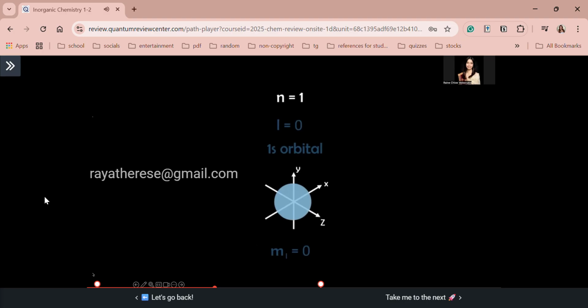Again, kanina, we learned that for n is equal to 1, there's only one possible azimuthal quantum number L, which is L is equal to 0. And that corresponds to 1s orbital.